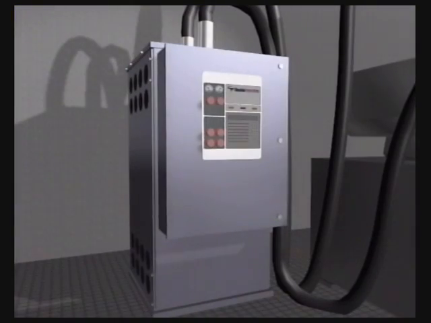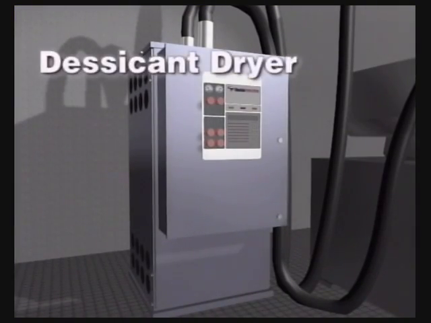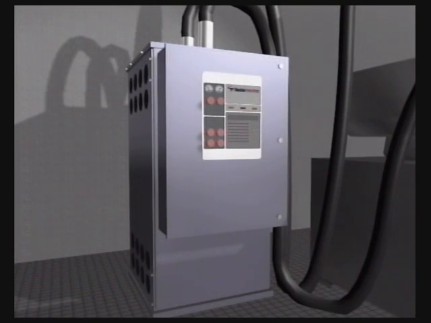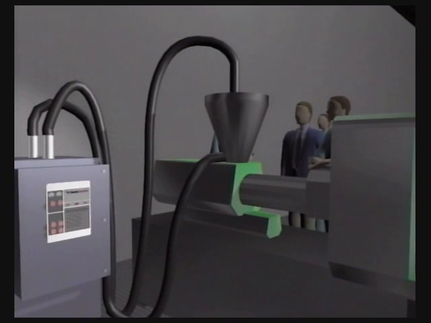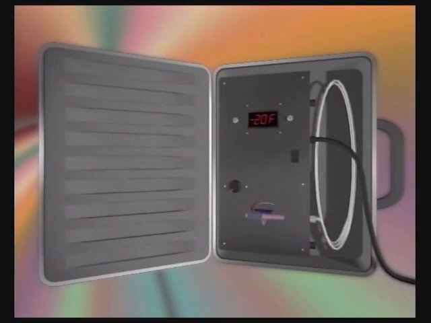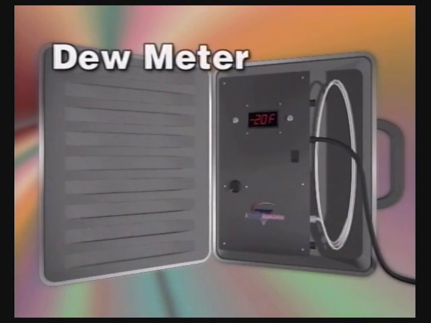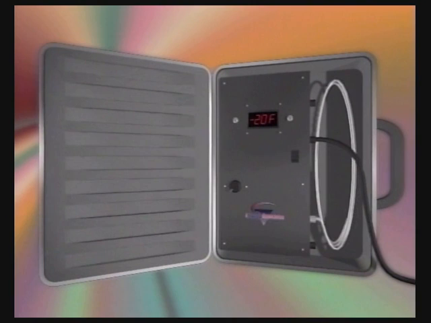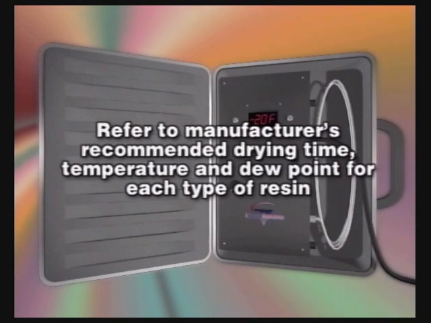To remove the moisture in a plastic, a desiccant-type dryer is used. A desiccant dryer works by passing hot air through a desiccant bed, which traps the moisture. To ensure that a plastic material has been properly dried, a dew meter can be used to check the dew point of the circulating air. Resin manufacturers supply the recommended drying time, temperature, and dew point for each type of resin.